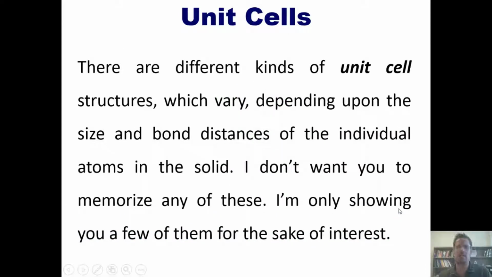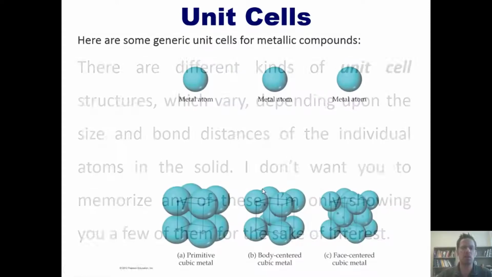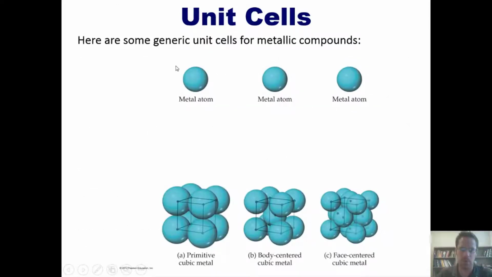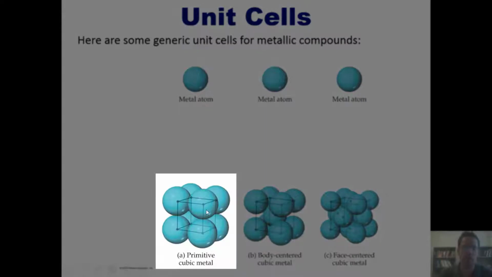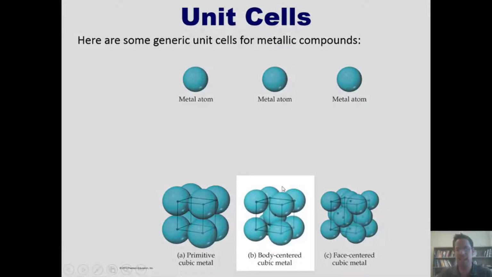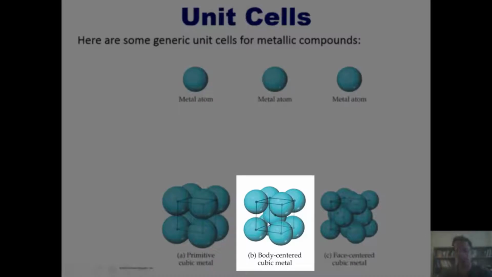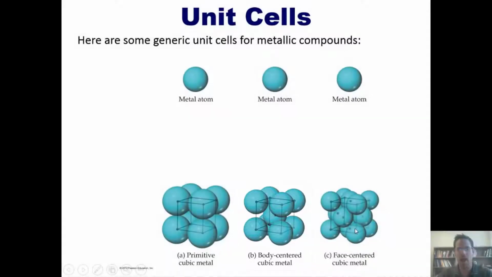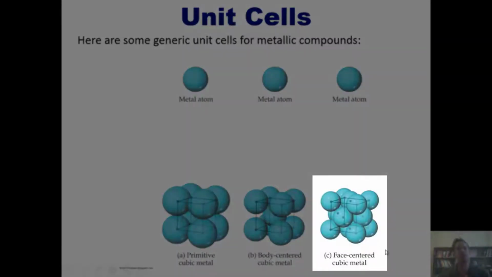Now, there are different kinds of unit cell structures which vary depending on the size and bond distances of the individual atoms in the solid. I do not want you, my students who take this course from me, to memorize any of these. I'm only showing you a few of them for the sake of interest. Here are some generic unit cells for metallic compounds. For example, if you had 8 individual metal nuclei existing throughout a solid in this repeating cubic unit, you would call that unit cell a primitive cubic metal. If, however, you had this repeating unit that is exactly the same except it has a central metal atom right in the middle of those 8, you call that a body-centered cubic metal. And the slightly more exotic unit cell is called a face-centered cubic metal.